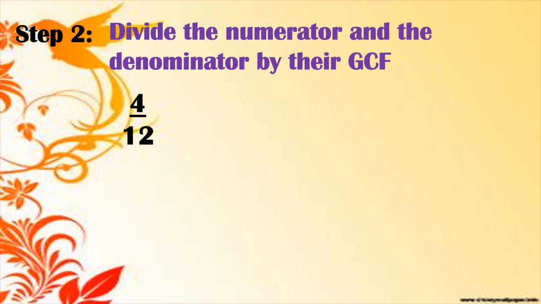Our fraction is 4 over 12. So we're going to divide this by 4, which is their GCF. 4 divided by 4 equals 1. 12 divided by 4 equals 3. Therefore, the lowest term of 4/12 is 1/3.